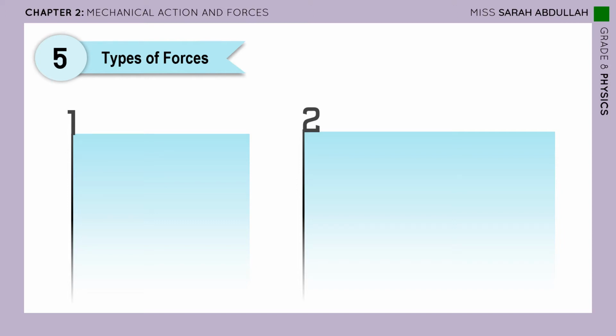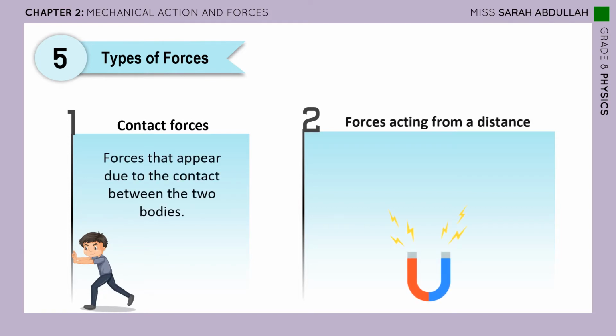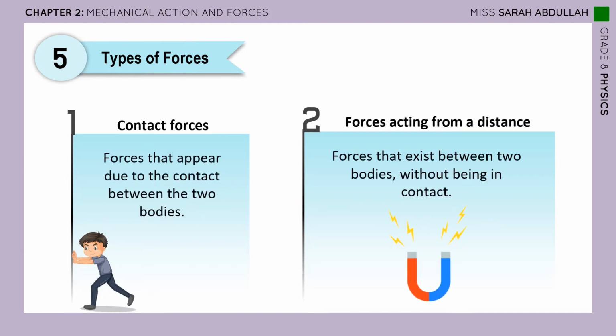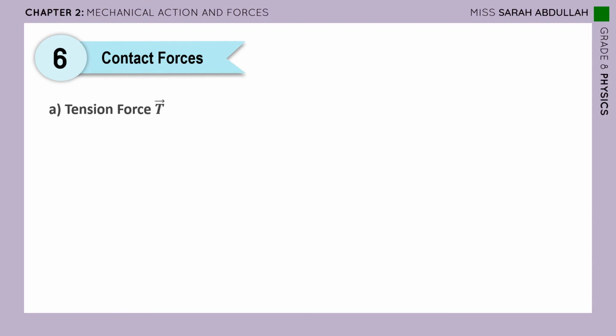So we said we have two types of forces, the contact forces and the forces acting from a distance. The contact forces, from the name of it, it means that it is the force that appears due to the contact between the two bodies. Whereas the force acting at a distance means that there is a force happening between two bodies, but these two bodies are not in contact, so they are not touching each other.